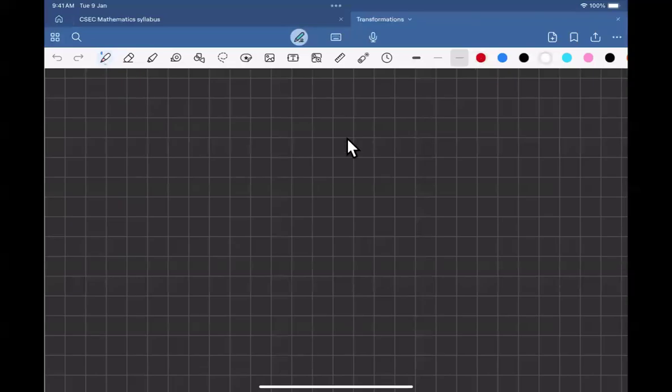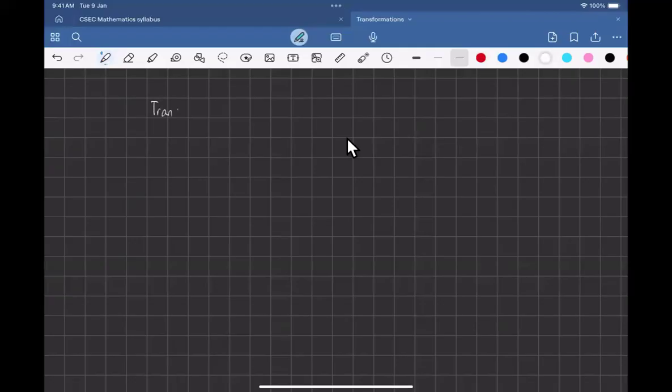Right. So could somebody tell me the types of transformations? Let me hear the types of transformations that we have in maths. Enlargement, a rotation. A rotation. Let me get somebody else there.